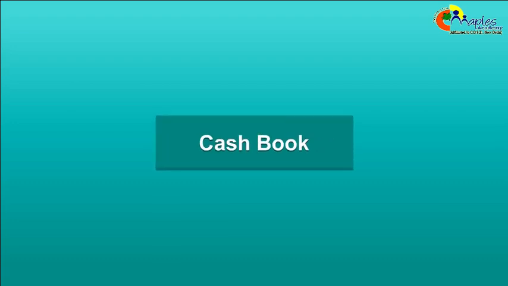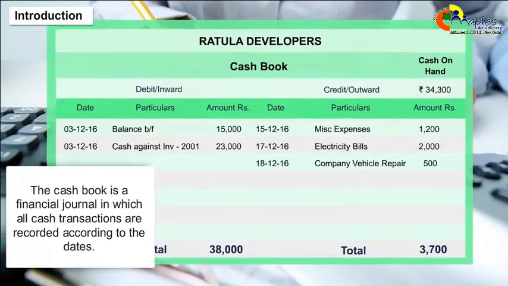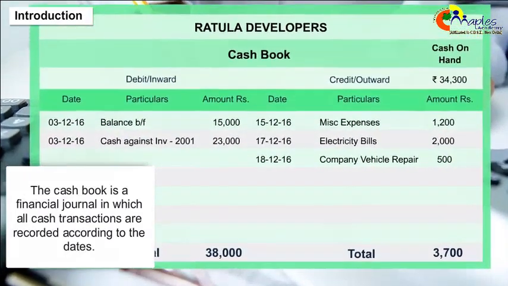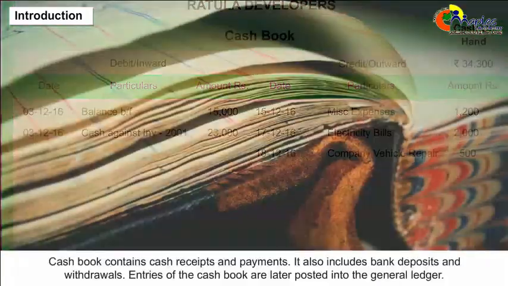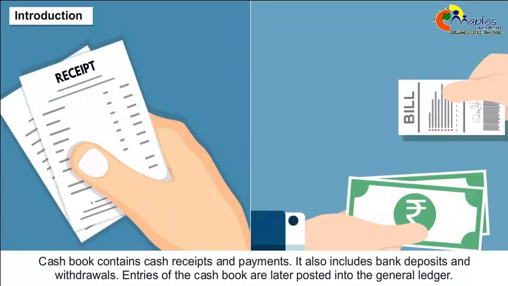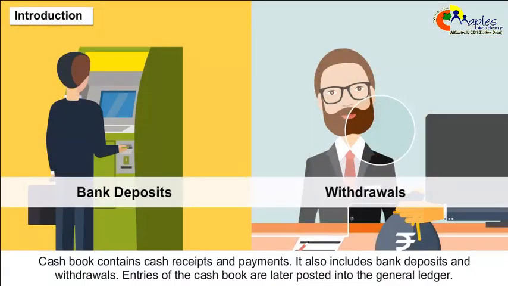Cash book. Introduction. The cash book is a financial journal in which all cash transactions are recorded according to the dates. Cash book contains cash receipts and payments. It also includes bank deposits and withdrawals. Entries of the cash book are later posted into the general ledger.